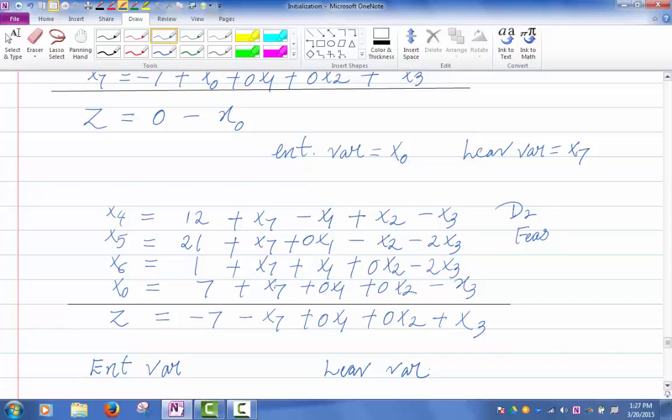How do you choose the entering variable? Yeah, so x3 will be the one because the coefficient of x3 is the largest. This is a maximizing problem, right? So the entering variable would be x3. Okay, once I have x3, then I have to detect what is the leaving variable. Let me delete this because I need that space. Let me say here, D2, and this is feasible. Now, how do I detect the leaving?